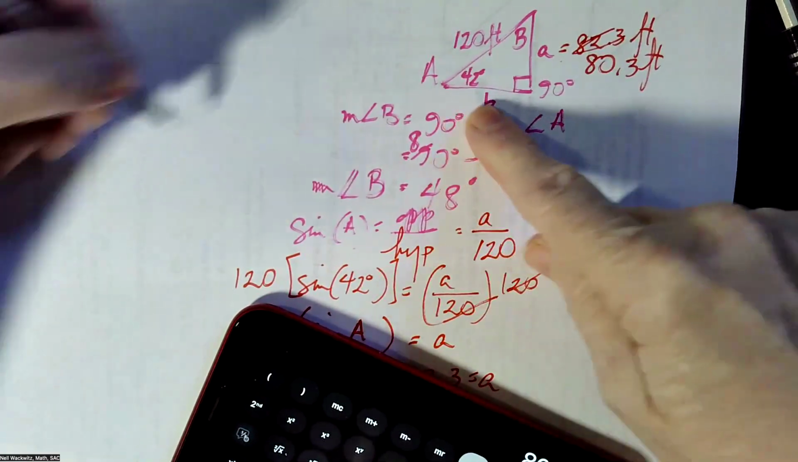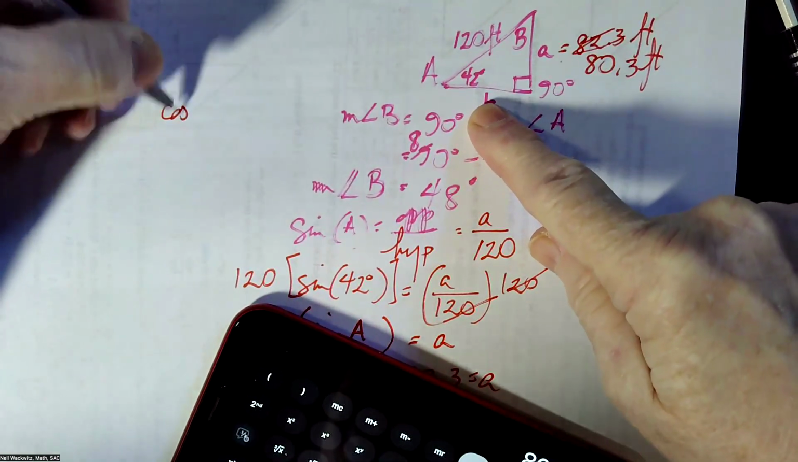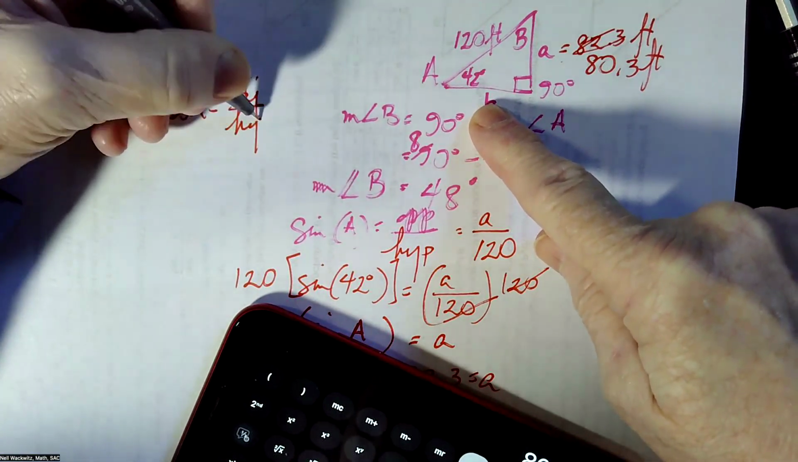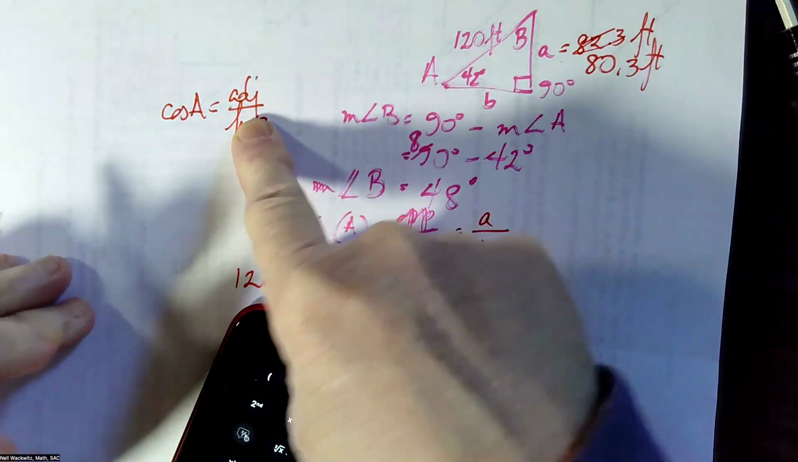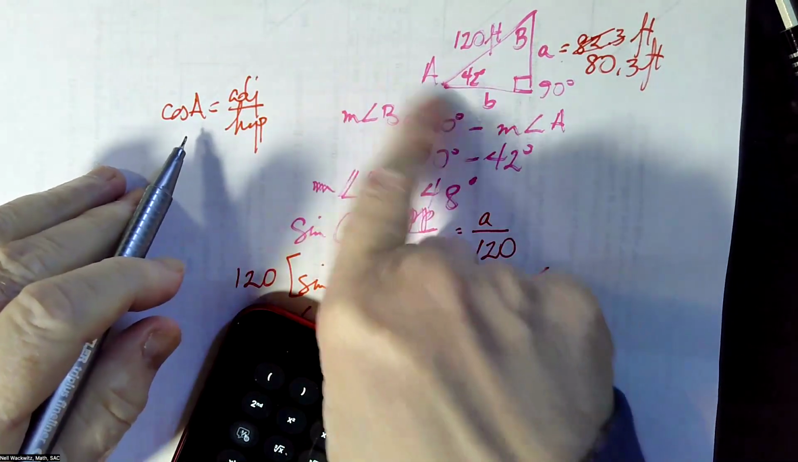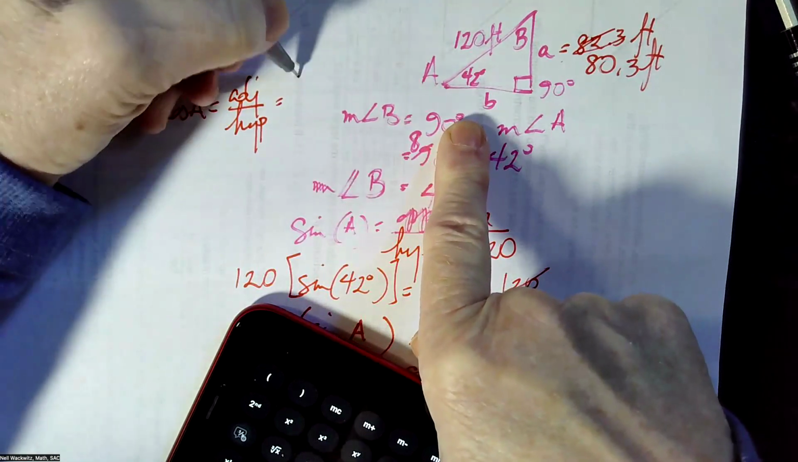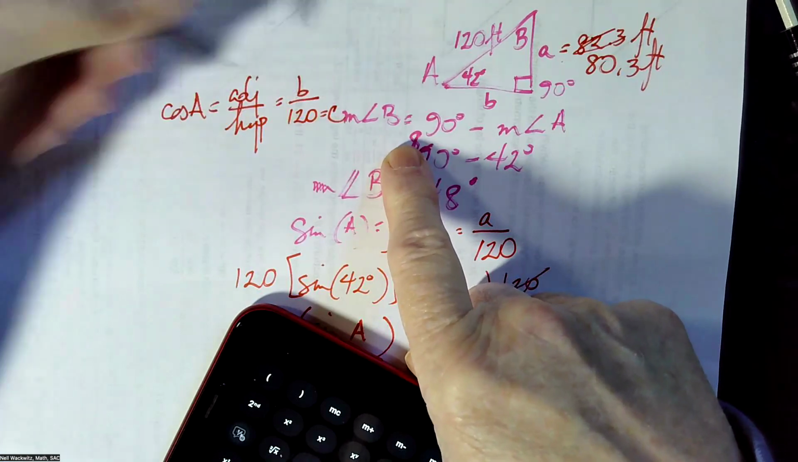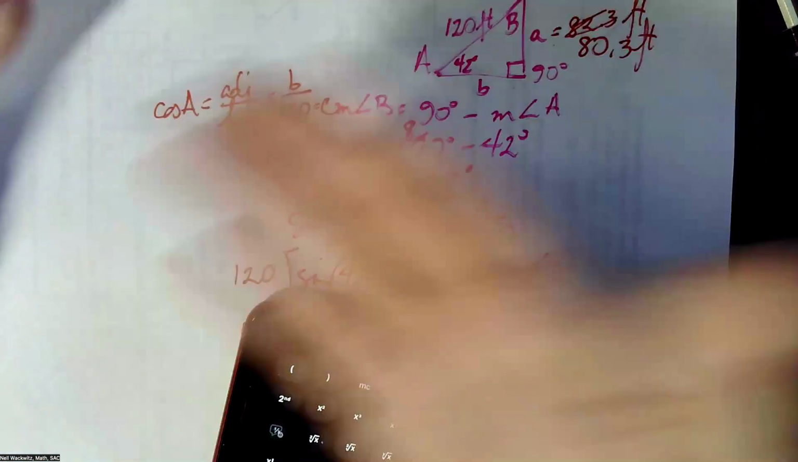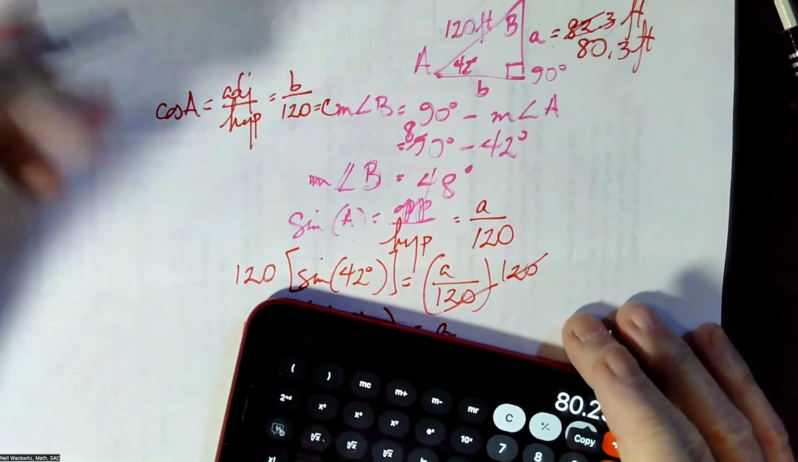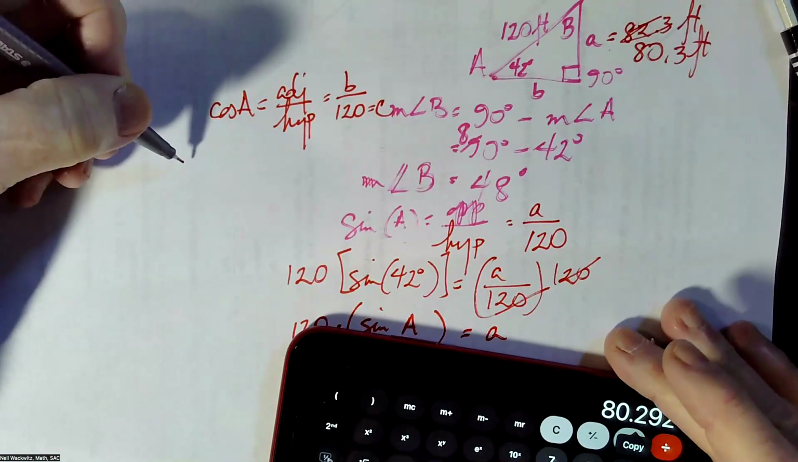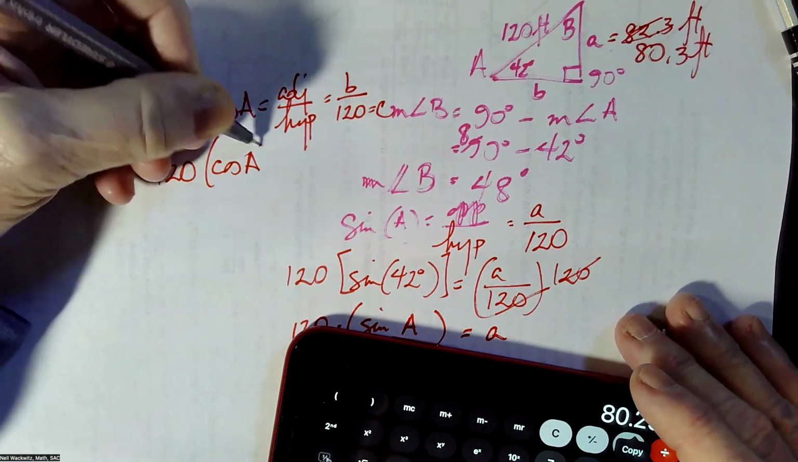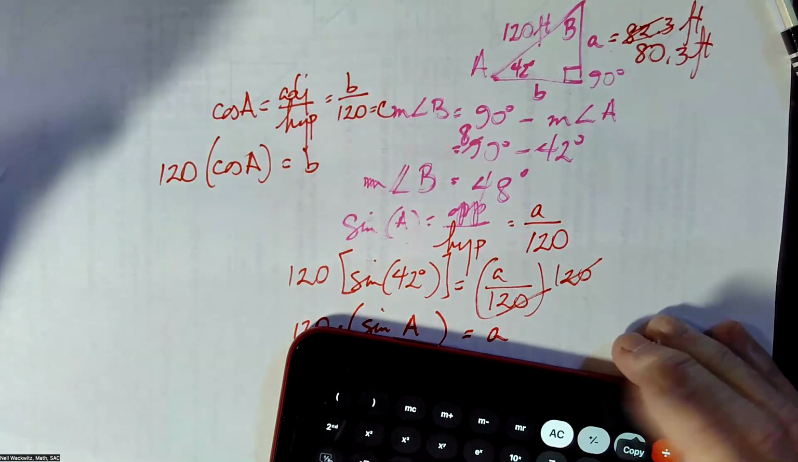And then b will be, let's do the cosine of A, because that'll be nice, and cosine gets left out a lot. So we know that the cosine of A is adjacent over hypotenuse. The adjacent with respect to A is little b, hypotenuse is 120, it's always c. And we're going to multiply both sides by 120. So we get that 120 times the cosine of A is equal to little b.